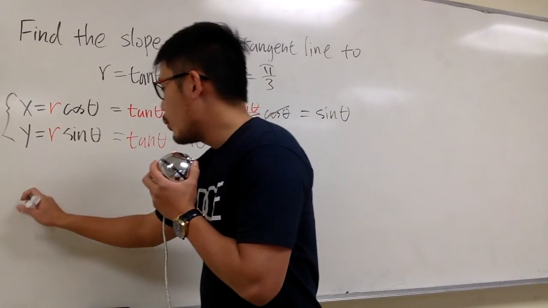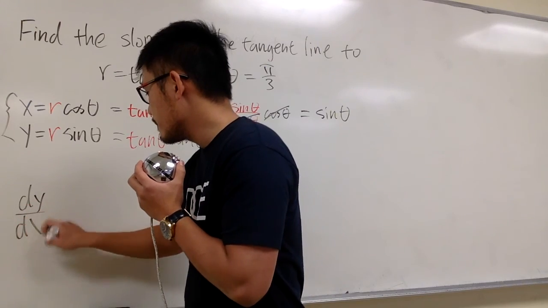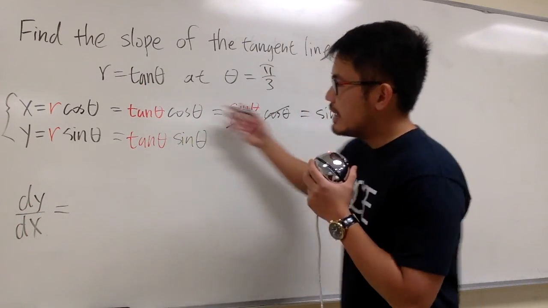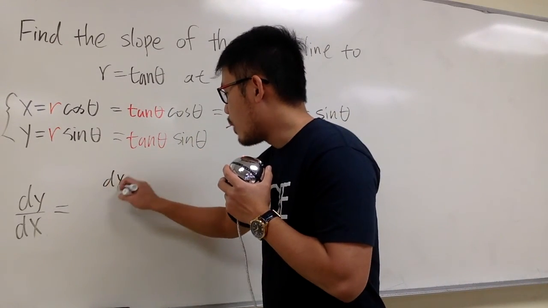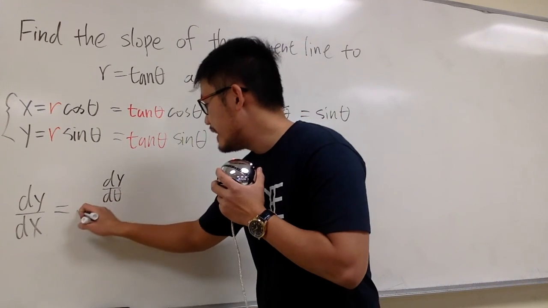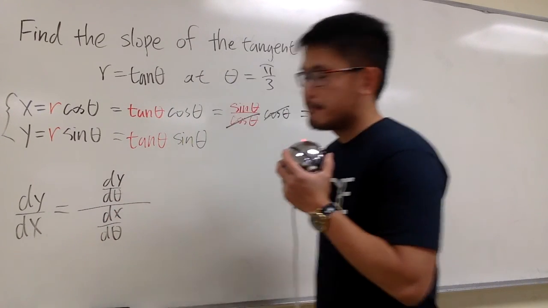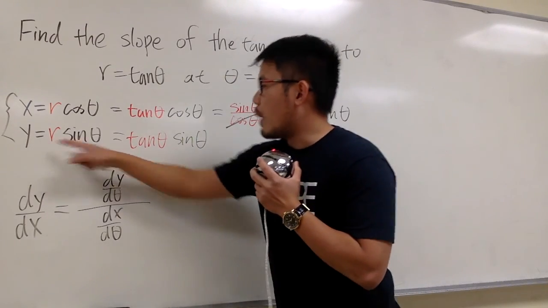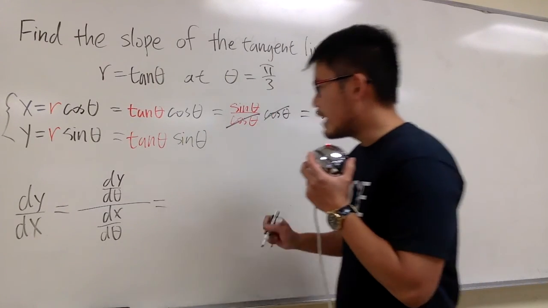To do so, we need to get dy/dx. And to get dy/dx, by looking at this parametric equation, we need to get dy/d theta, and then divide it by dx/d theta. For the dy/d theta, we're just going to look at the y equation and do the usual derivative. So let's go ahead and do that.